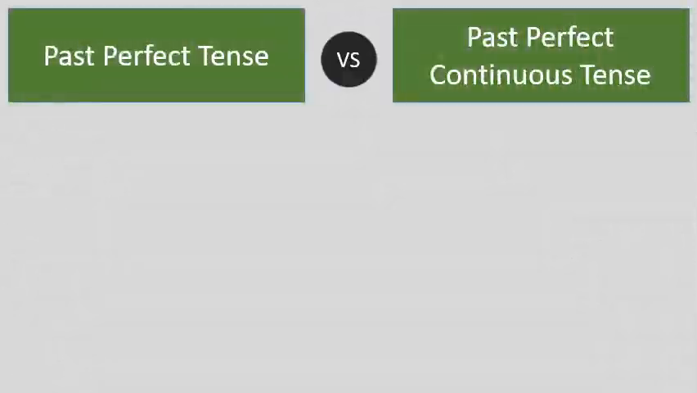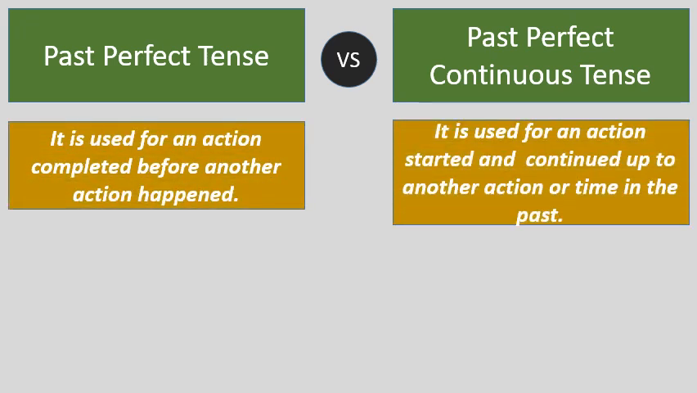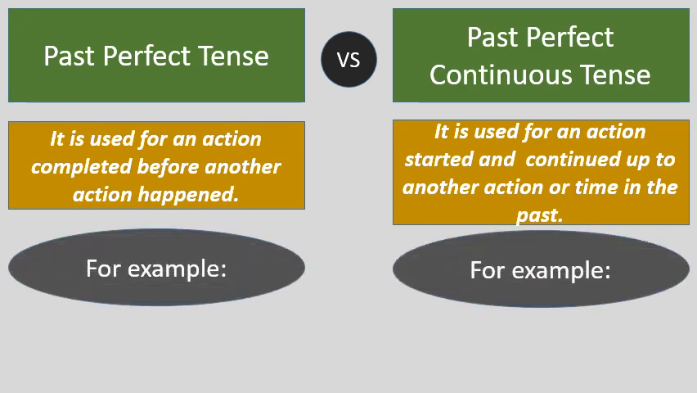Let's see the difference between past perfect tense and past perfect continuous tense. Past perfect tense is used for an action completed before another action happened. Past perfect continuous tense is used for an action started and continued up to another action or time in the past. To clarify it, let's see some examples.